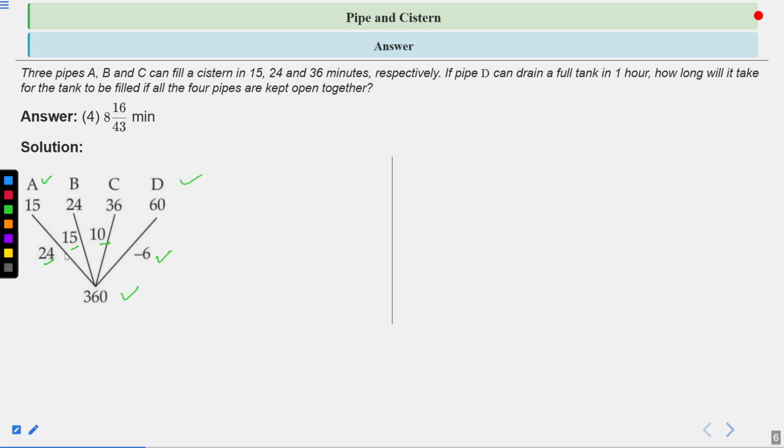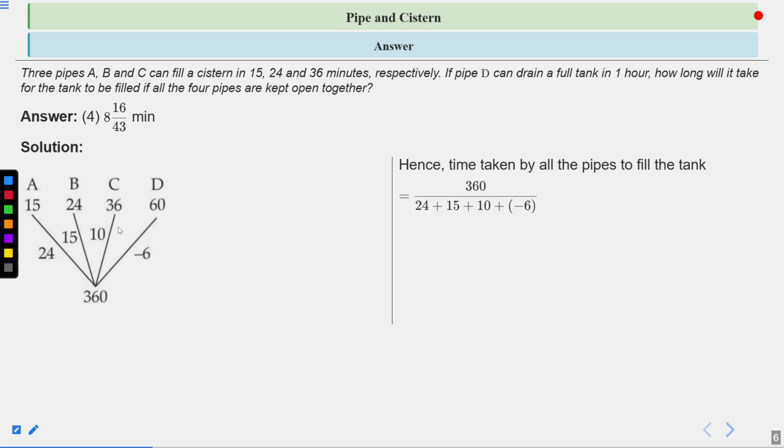Now when we open all, we just add up all the efficiencies. So 24 plus 15 plus 10 and minus 6. So hence the time taken by all the pipes to fill the tank will be 360, the total capacity of the tank, divided by the combined efficiency of A, B, C and D, which is 24 plus 15 plus 10 minus 6. When we add up and subtract 6, we get 360 upon 43 minutes. Simplifying it in mixed fraction, we get 8 and 16 by 43 minutes. So the fourth one is the correct answer of this question.